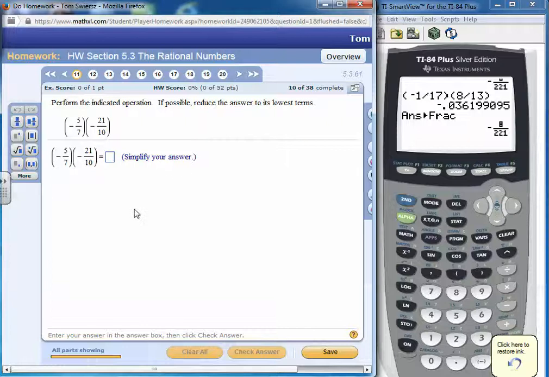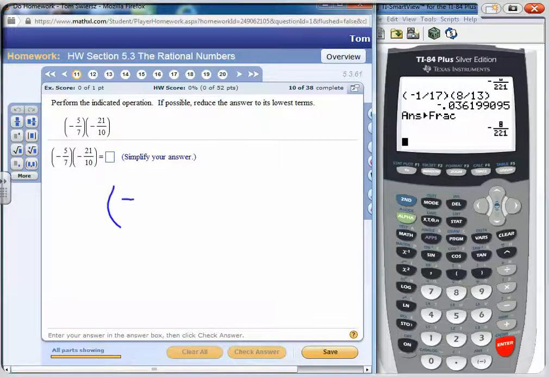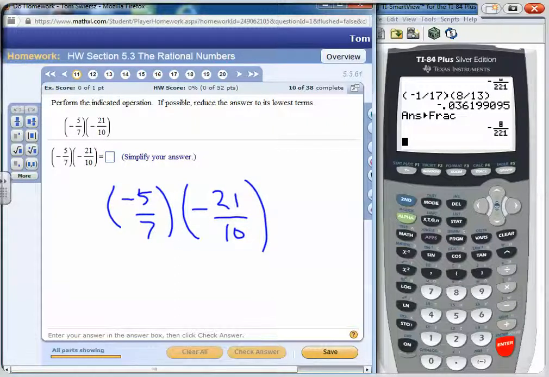All right, number 11. Let's do that with pencil and paper. We're going to do a negative 5 over 7 times a negative 21 over 10. Before you multiply the numerators and denominators, you can reduce. So 5 and the 10, any numerator with any denominator can reduce. 5 goes into 5 once, 5 goes into 10 twice, 7 goes into 7 once, 7 goes into 21 3 times. Now again, a negative times a negative, we know our answer is going to be positive.